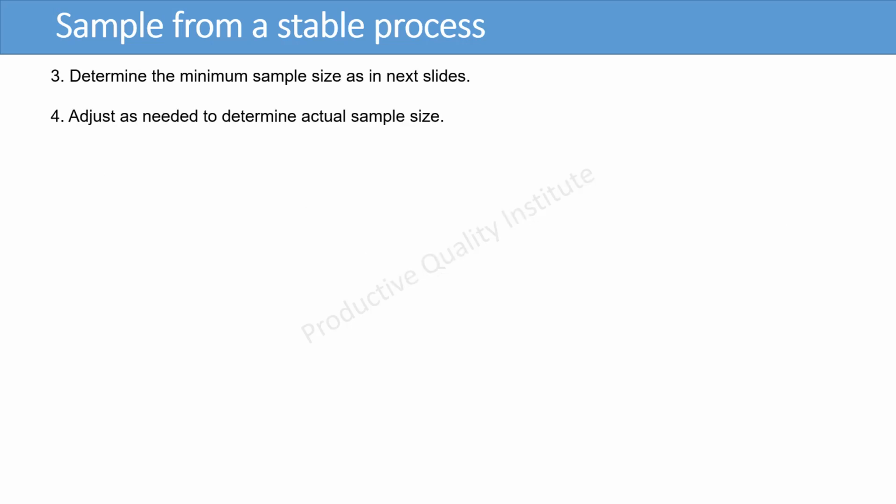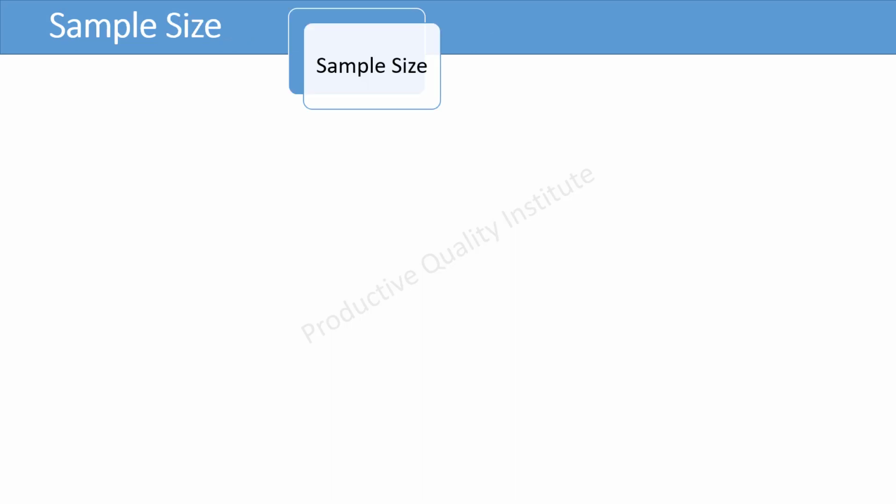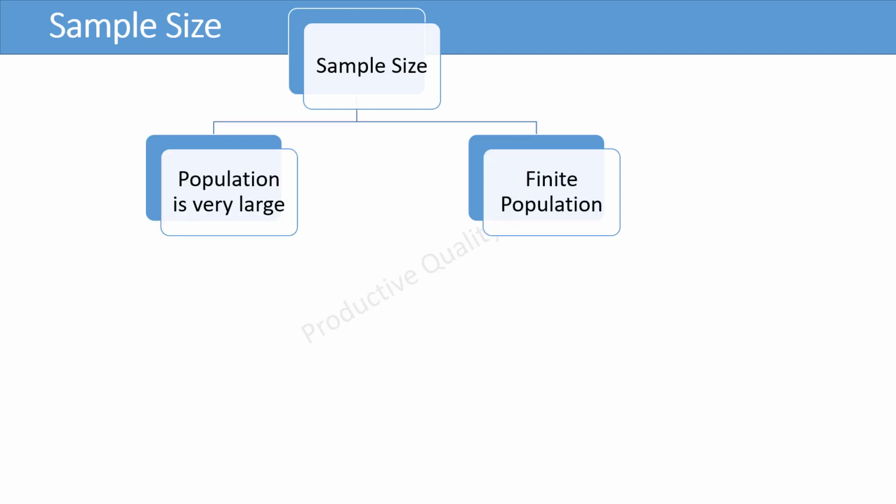3. Determine the minimum sample size, as in the next slides. 4. Adjust as needed to determine the actual sample size. In order to calculate the minimum sample size, either the population will be very large and we will deal with it as an infinite population, or the population is limited and we deal with it as a finite population.